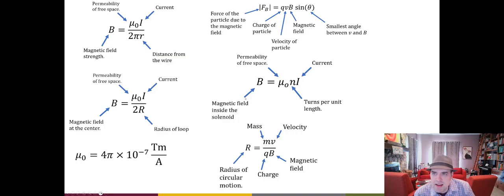Here's a summary slide for this that highlights a bunch of different equations, along with the permeability of free space.